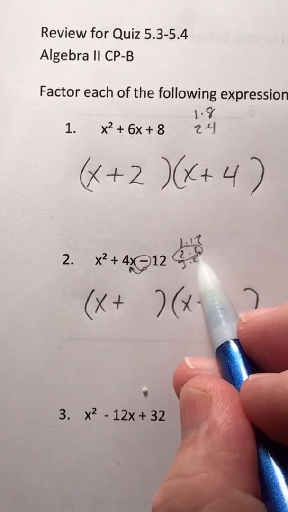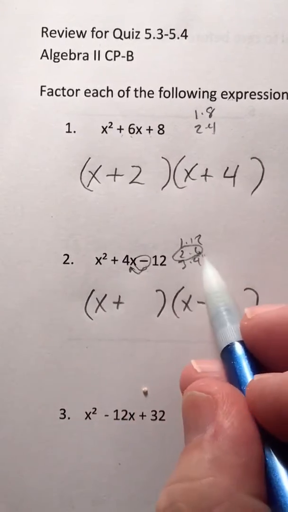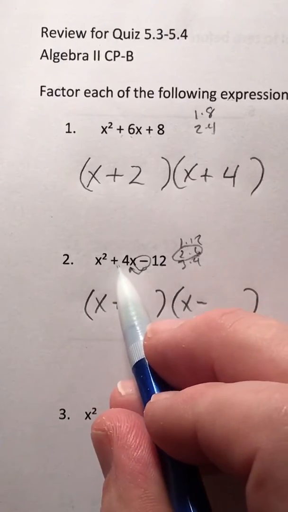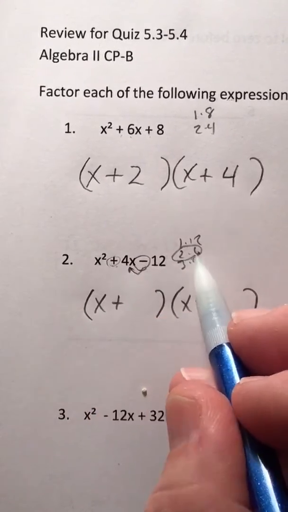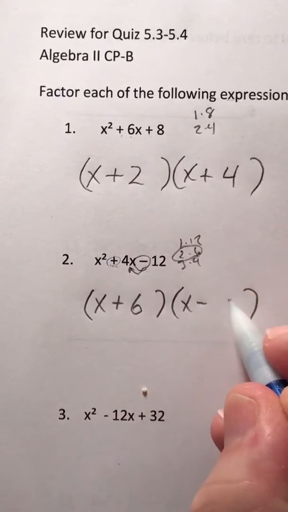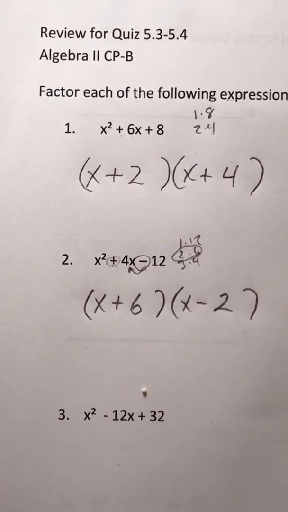So now we got to be careful. When the signs are different, the bigger number has to go with whatever the middle sign here is. So our middle sign here is plus, so that means the 6 is bigger, it goes with the plus sign, and the 2 goes with the minus sign.